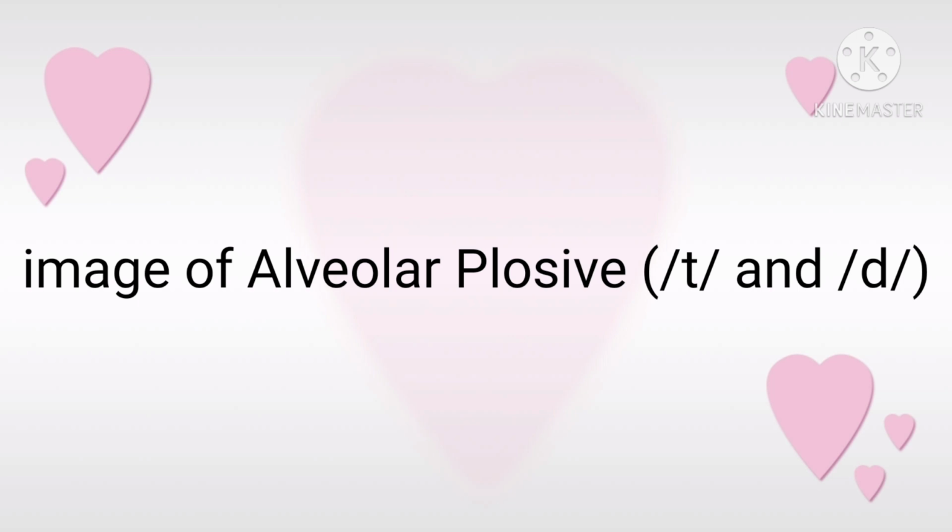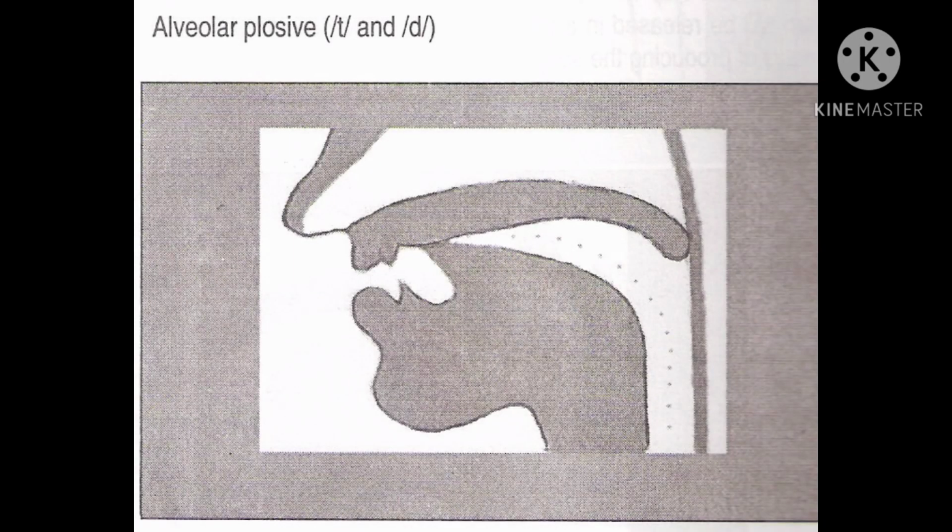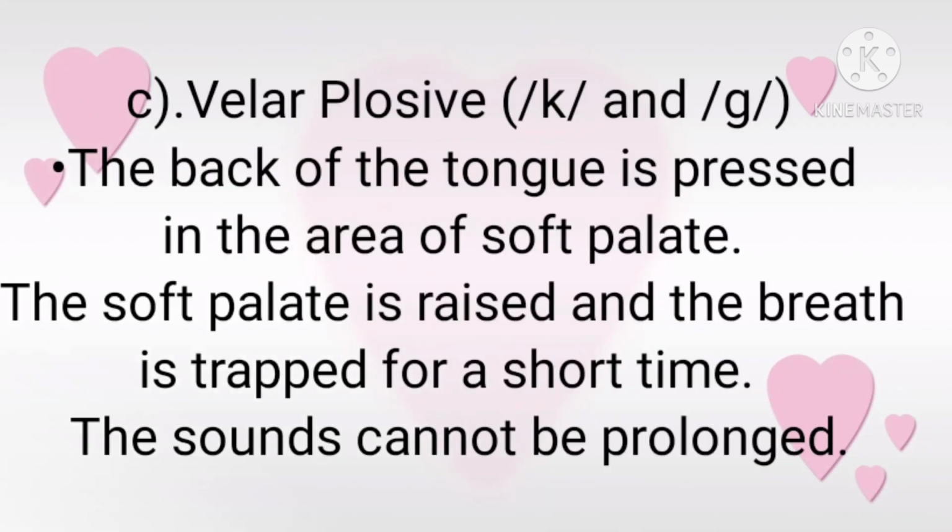Alveolar plosive T and D. Velar plosive K and G. The back of the tongue is pressed against the area of the soft palate. The soft palate is raised and the breath is trapped for a short time. The sound cannot be prolonged.